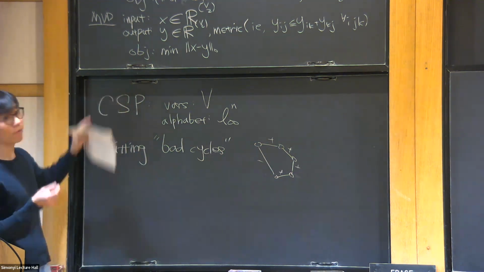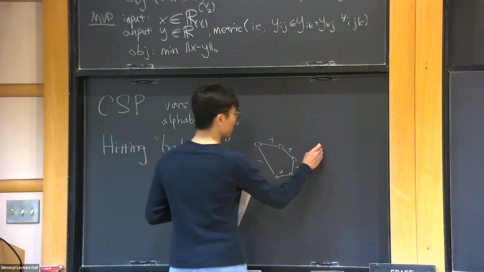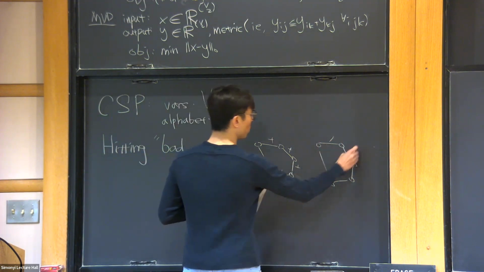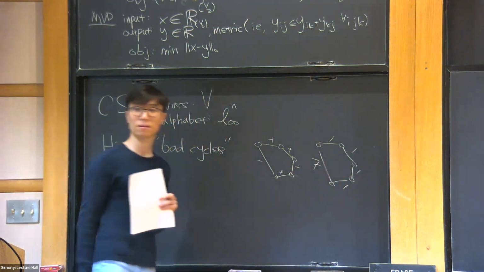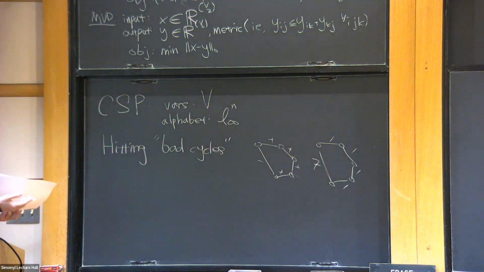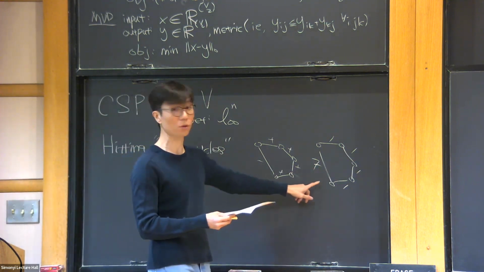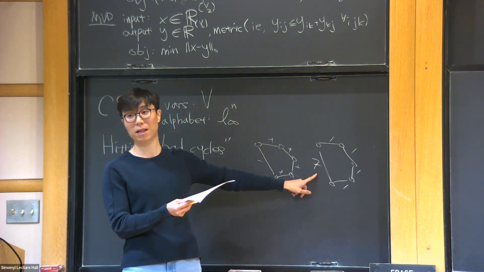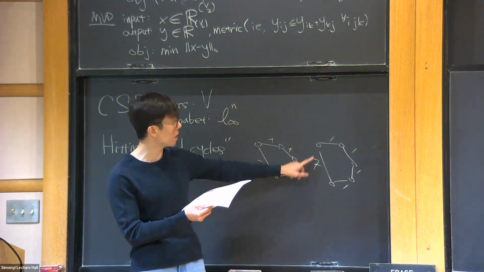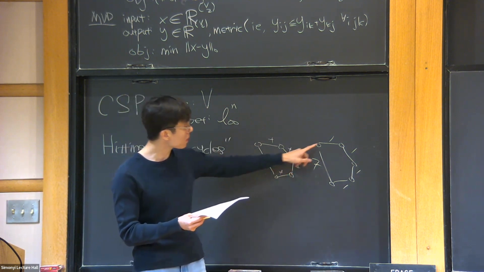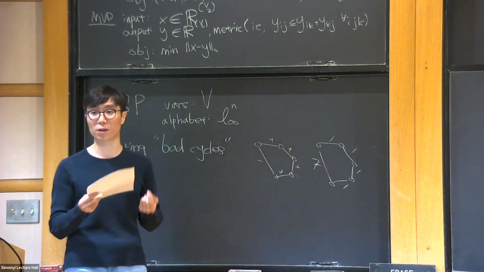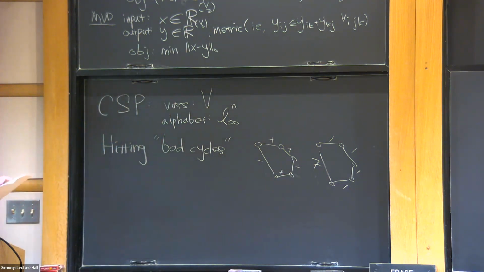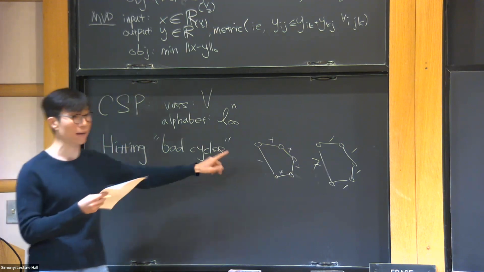And that's the same for MBD. Even for MBD, let's draw the same cycle, but suppose the edge lengths are 1, 1, 1, 1, 7. We know that this is a fine input, but of course this is not a valid metric. So from this cycle we need to change the distance over at least one edge in the cycle. Those are called the bad cycles.